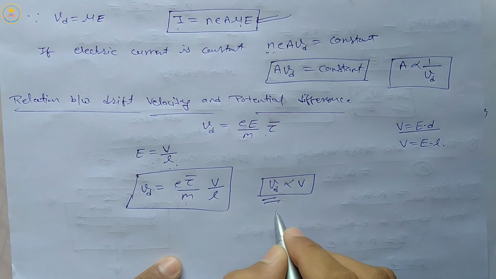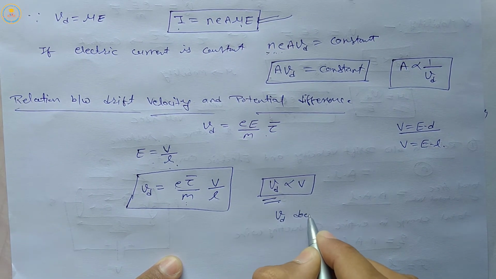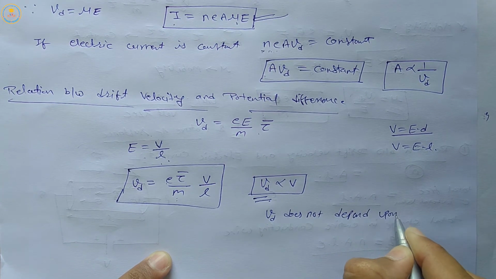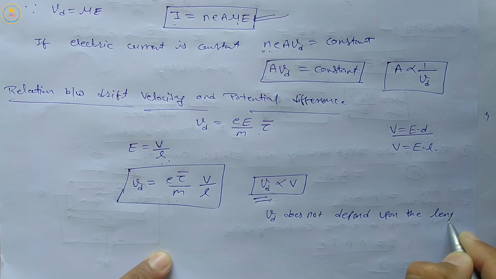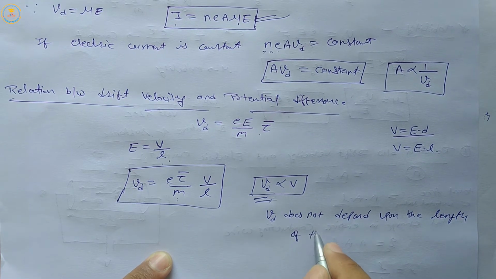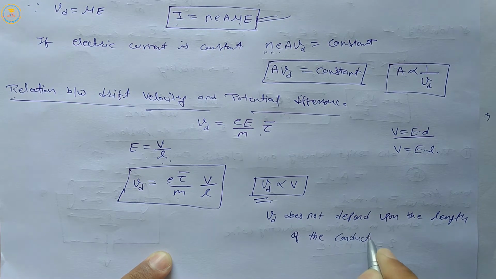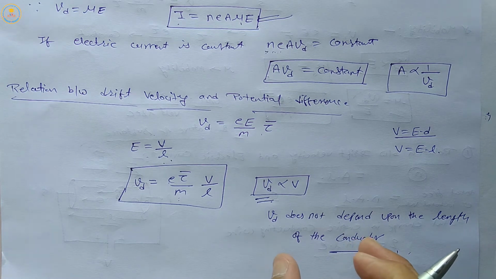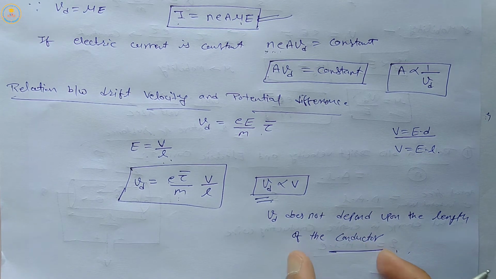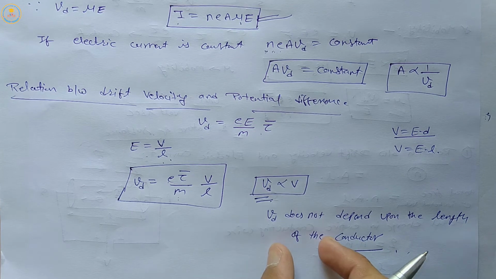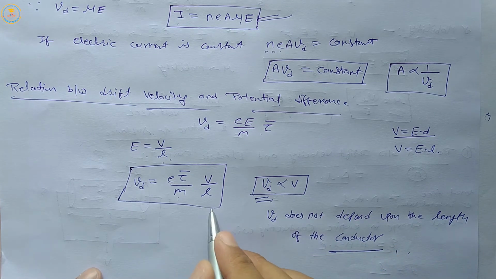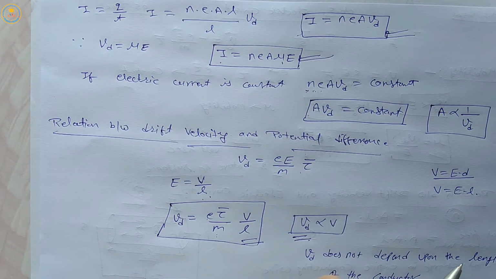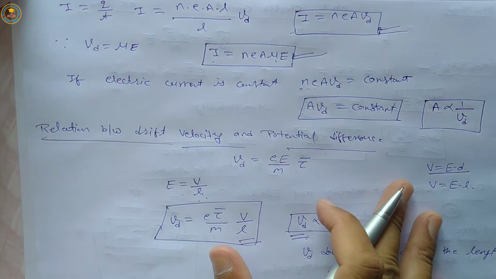Okay, here an important thing is that this drift velocity does not depend upon the length of the conductor. It means for every length, drift velocity will be the same. This is a very important thing: drift velocity does not depend upon the length of a conductor. Okay, students, this is the relation between drift velocity and potential difference.